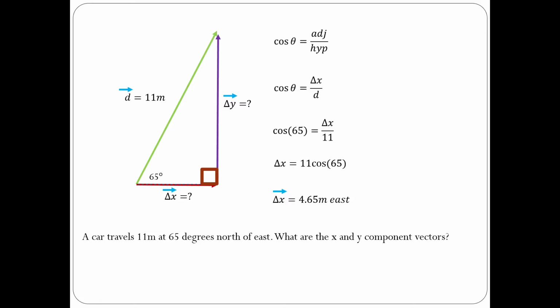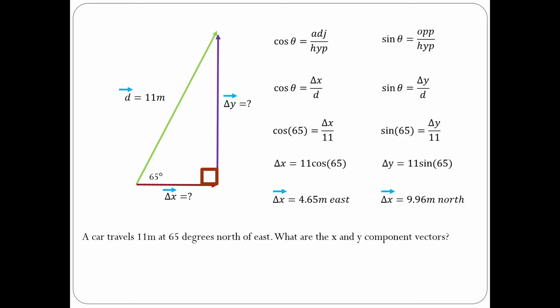To figure out delta y, we'll use sine. Sine of the angle is equal to the opposite over the hypotenuse, which is delta y over d in this case. Plug in and go through with the calculations. 11 by sine of 65, and delta y is 9.96 meters north.